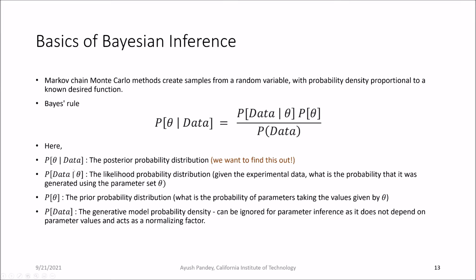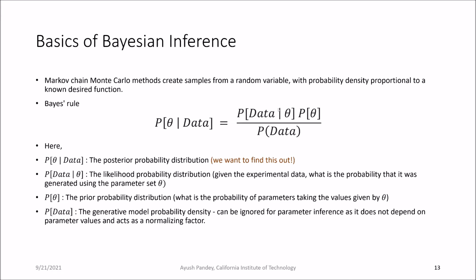The basic formula behind Bayesian inference is the Bayes rule, as most of you might be aware. We want to find the left-hand side, which is the probability of a parameter given the data, which is equal to the probability of data given the parameters times the probability of the parameters over the probability of the data set. The left-hand side is called the posterior probability distribution. That is, given the data, what are the parameter values?